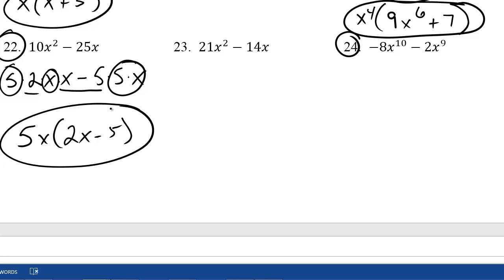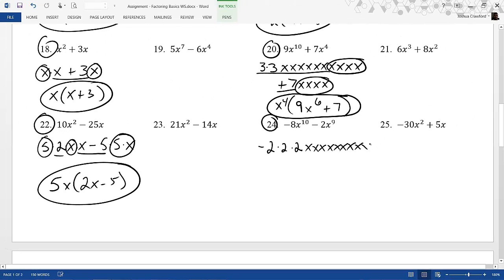Number 24 is tricky as well. We have negative 8x to the 10th power minus 2x to the 9th power. Negative 8 breaks up to negative 2 times 4, and 4 breaks up to 2 times 2. And then x to the 10th is going to be 10 x's: 1, 2, 3, 4, 5, 6, 7, 8, 9, 10. And then minus 2, prime number, stays the same. And then 9 x's: 1, 2, 3, 4, 5, 6, 7, 8, 9. What's in common? We have a negative 2 in common, and then x to the 9th is in common.